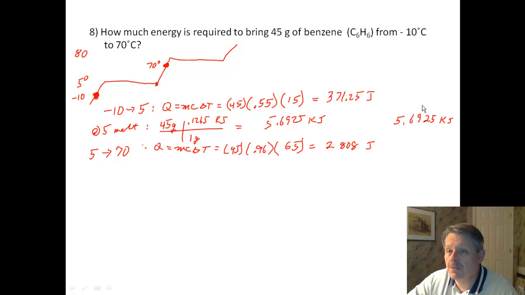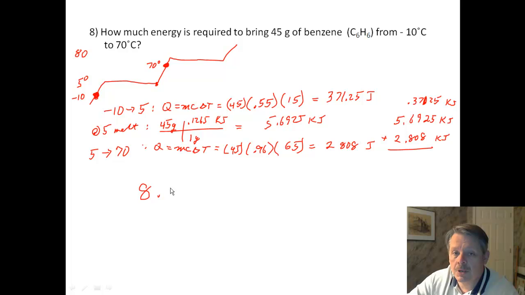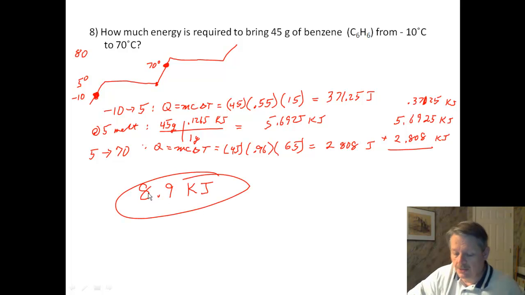I'm going to convert everything to kilojoules, which is 0.37125. Sorry, no point there. 371.25. And my other one is going to be 2.808 kilojoules. These are all kilojoules. So I have to add all of these up. So when I get my final answer, it's going to be 8.9 kilojoules. And that's my final answer.